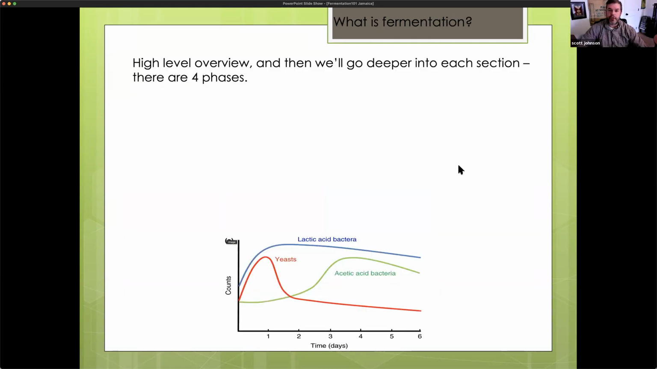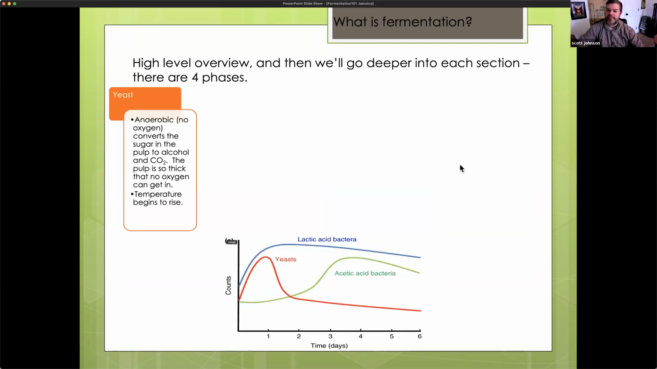All right, so what are the 4 stages of fermentation? We're going to think about fermentation in terms of these 4 stages. And the very first one, when you open up your pods and you put them into whatever mechanism you're using to ferment, is a yeast fermentation. So a yeast fermentation is what us scientists call an anaerobic fermentation, which is just a fancy way of saying that the yeast doesn't want any oxygen to be present.